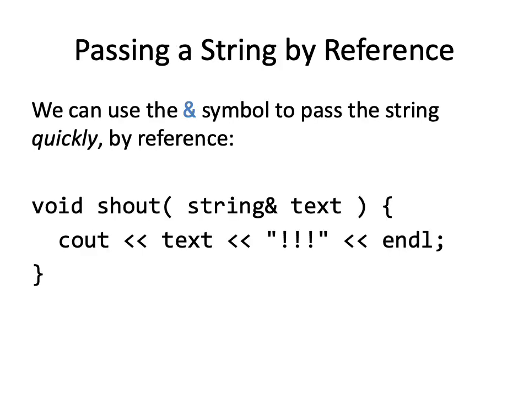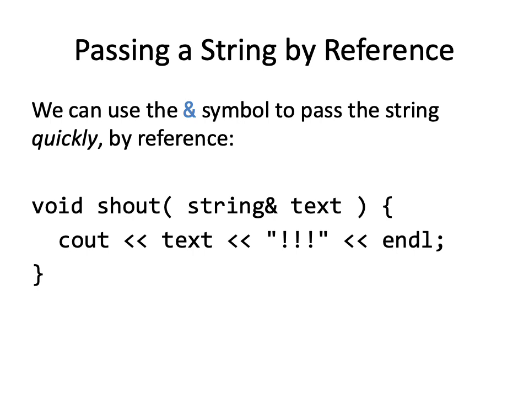So let's see what that would look like. Let's say that I have a shout method, and the shout is going to print some text that I send it. It's going to print a string, and it's going to add 3 exclamation points to the end of that string to make it shouting. So how do we pass that by reference?